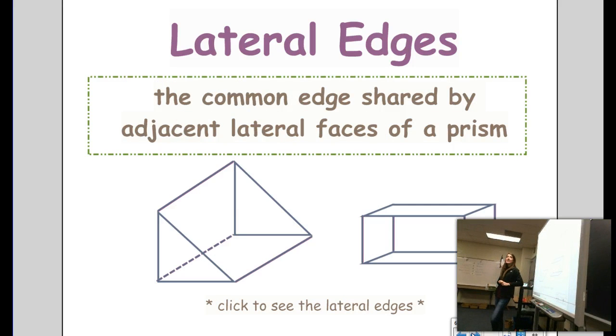Lateral edges. The common edge shared by adjacent lateral faces of a prism. How do you like that definition? It's just the edges of the rectangle. That's all it is. It's just the edges.